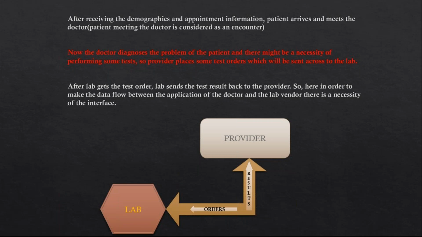If not, then they will place an order to get further evaluation done, like performing some tests like urine test, CBC, or other tests. Once they place an order, that order is sent to the laboratory electronically, and lab will receive that order and will send back the results based on the test that has been indicated. They will send back the results to the provider.